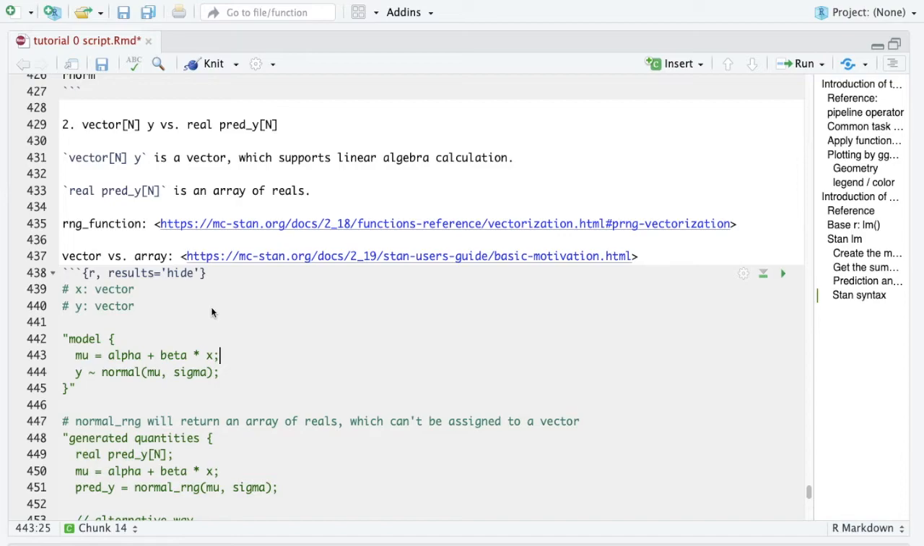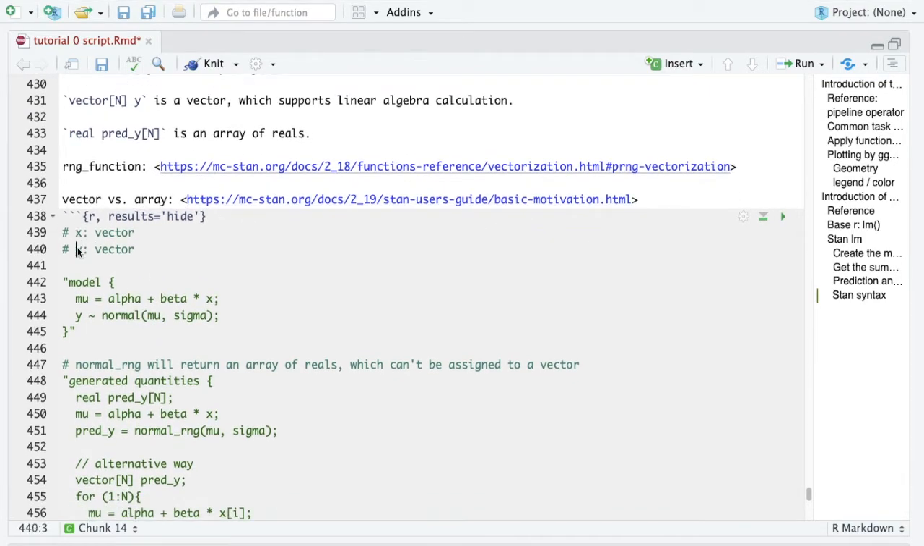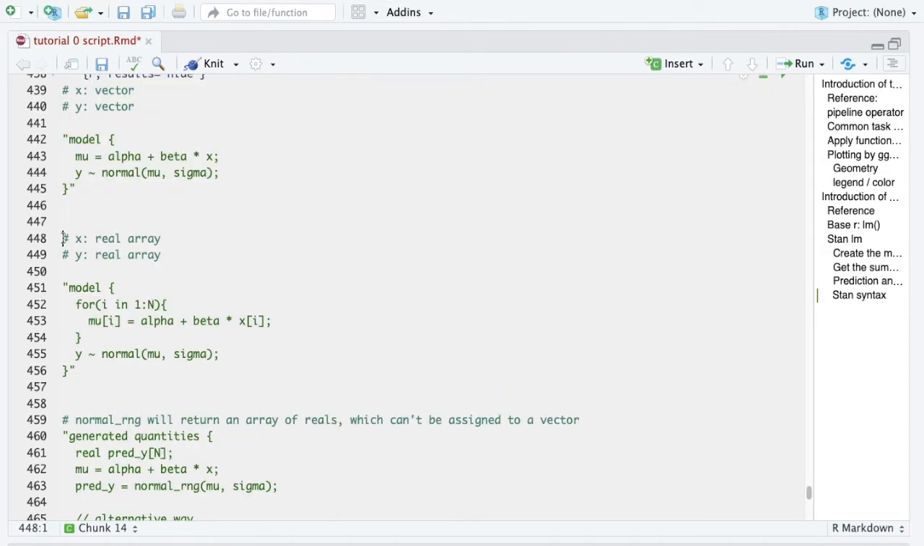So what is linear algebra calculation? For example, if we set x and y to vectors, we can calculate the mu value in just one line. Or if we set x and y to real arrays, we have to use a for loop like this to calculate the mu value one by one.